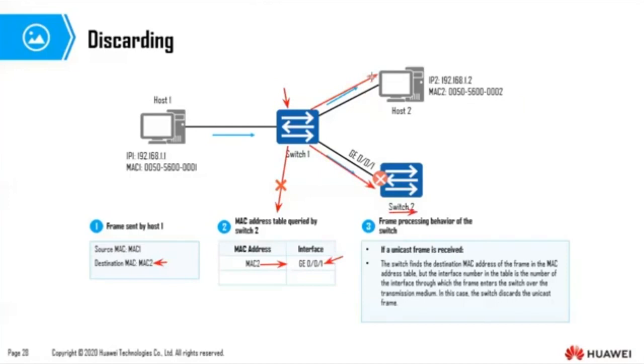So here, the switch finds the destination MAC address of the frame in the MAC address table, but the interface number in the table is the number of the interface through which the frame enters the switch over the transmission medium. So in this case, the switch discards the unicast frame.